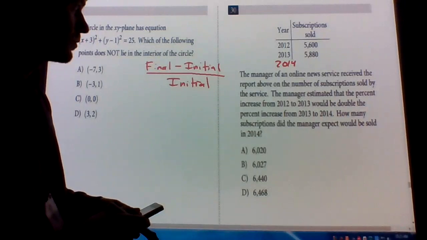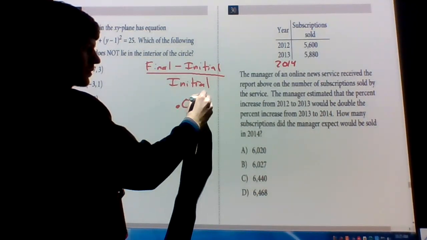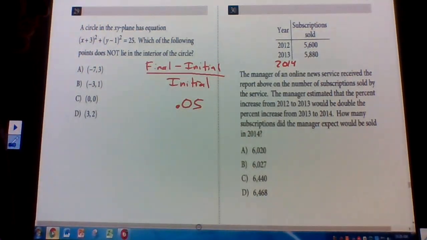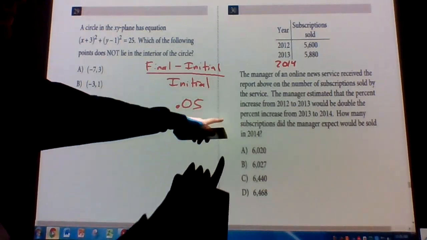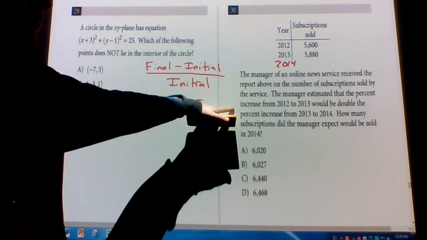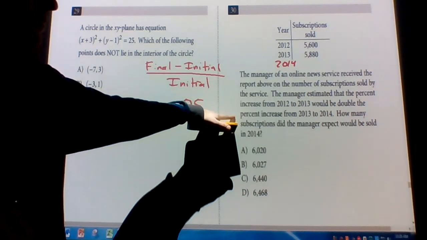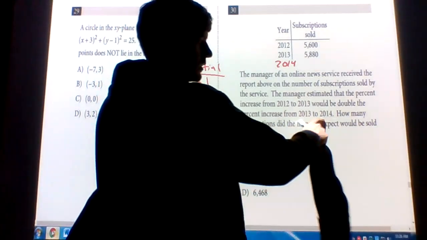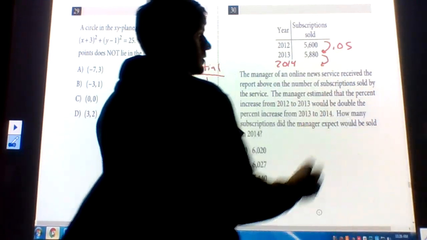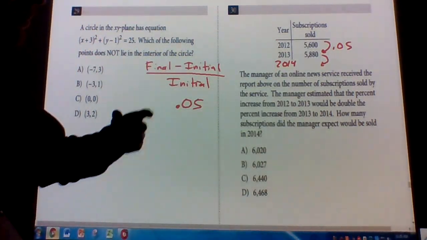Okay, 5% or 0.05 is our decimal. It says the manager estimated that the percent increase from 2000 to 2013 would be double the percent increase from 2013 to 2014. So if this was 0.05, this increase is going to have to be half of that, in order to make that double.